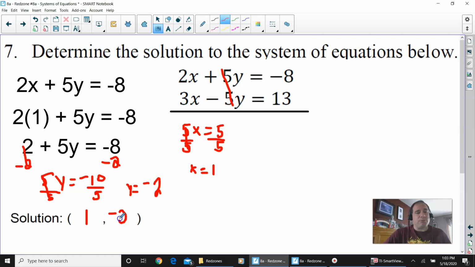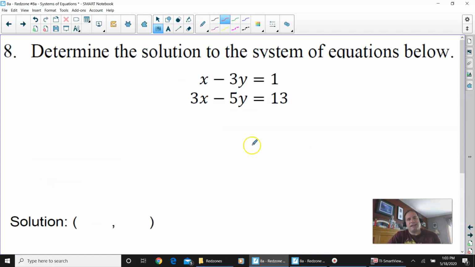And remember, if you wanted to check this, you would take these two numbers and substitute them in: 2 times 1 is 2, plus 5 times negative 2, which is negative 10. 2 plus negative 10 equals negative 8. You would have to check both equations, and they would have to be equal to what they say for it to be a correct solution. And in this case, we have a correct solution. All right, and that's basically how to do number 7.